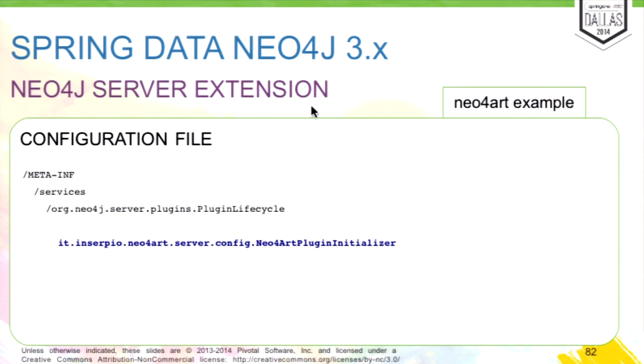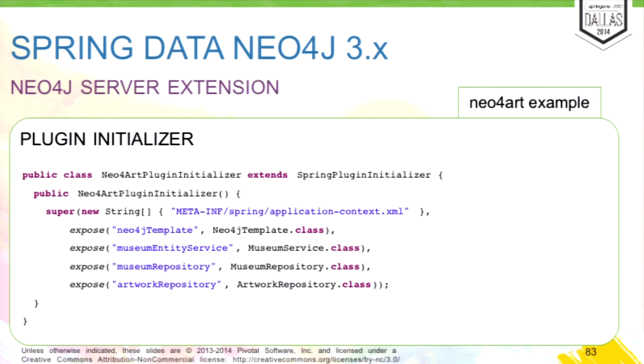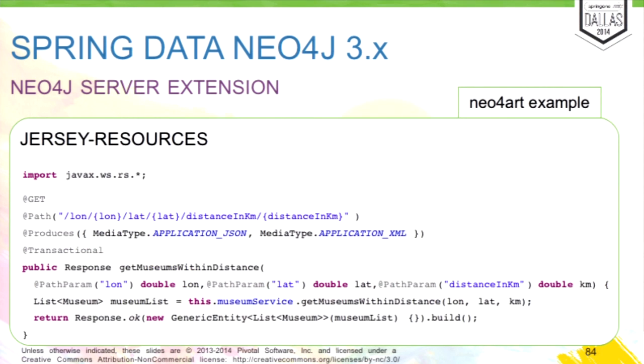The first one is to add a file, the plugin lifecycle, and just add a class which actually configures the plugin. And this is the class. You just have to say that this class extends the Spring plugin initializer, and you have to provide the Spring objects that you want to use and you want to expose through your plugin. So for example, I added the museum repository, I added the artwork repository. Those are the classes that allow us to inquire the system and expose the Jersey resources.